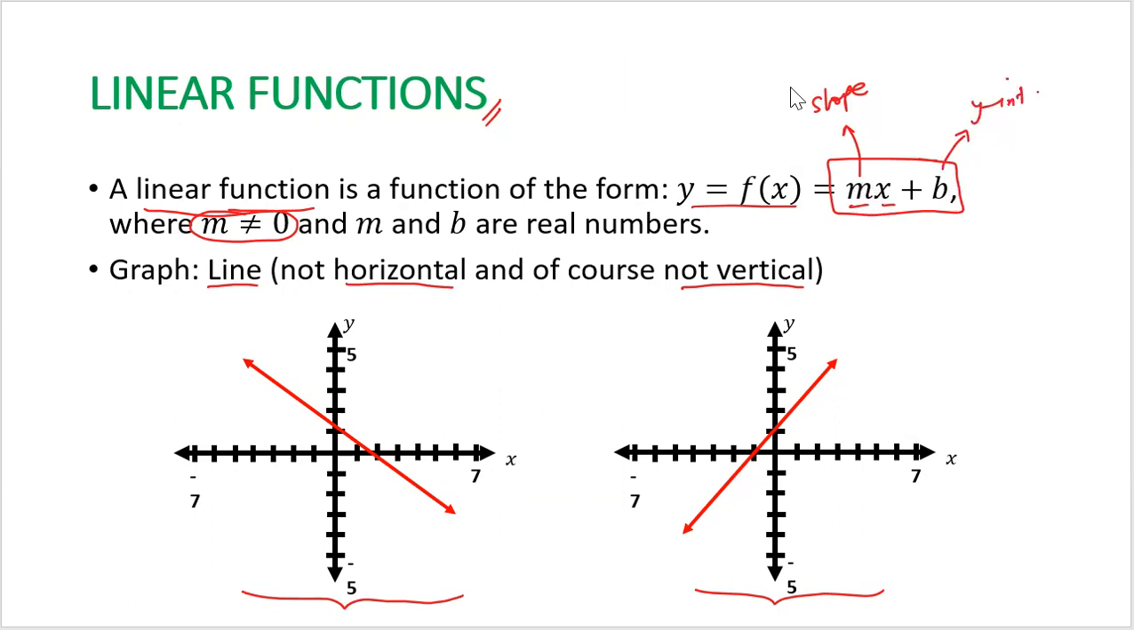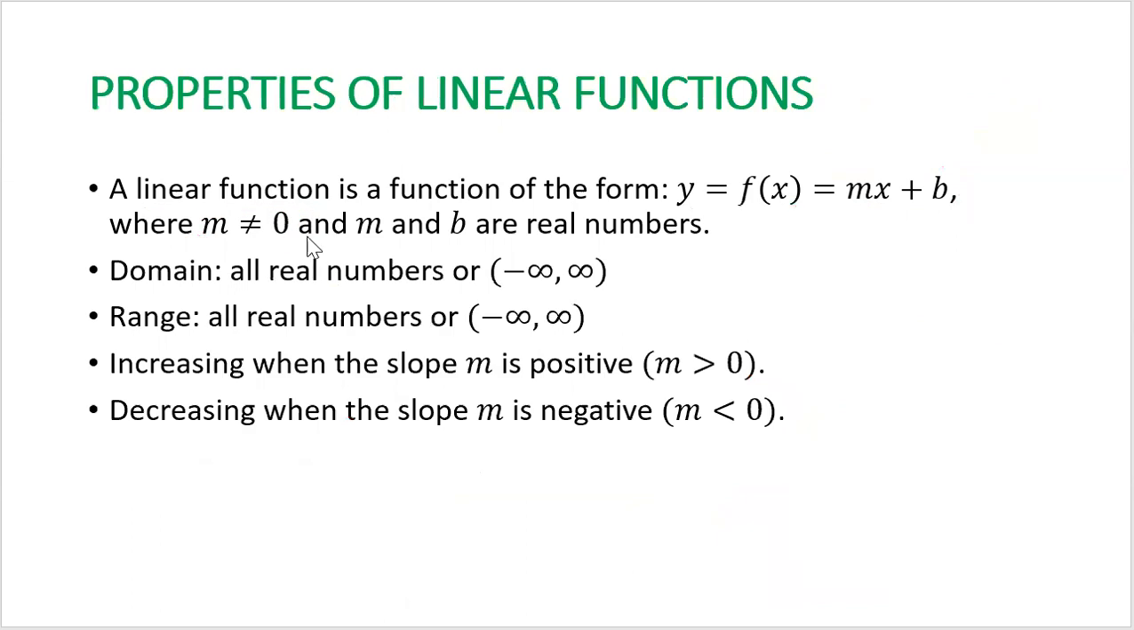Now, if the slope is less than 0 or negative, then the line is sloping downward. Now, if the slope is greater than 0 or positive, then the line must be a line that is sloping upward.